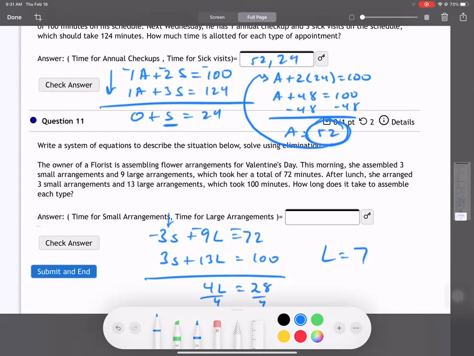So let's go ahead and finish the rest. Negative 3S plus, darn it, no negative here. 3S plus, plugging in the L, 9 times 7 equals 72. 9 times 7 is 63. 3S plus 63 is equal to 72. 3S is equal to, if I subtract 63 from both sides, that leaves me 9. And then divide both sides by 3. S is equal to 3. Okay, so for the small arrangement, it's 3 minutes, and the large arrangement is 7 minutes.